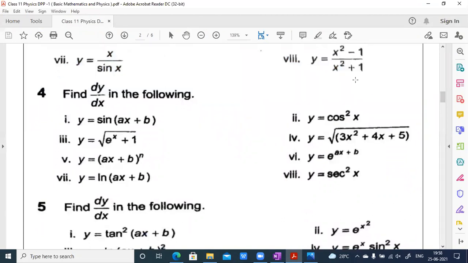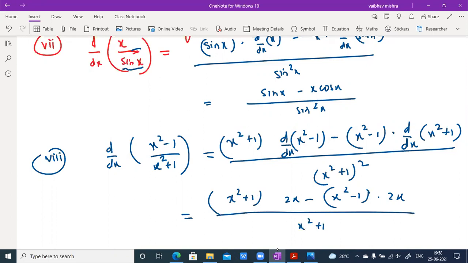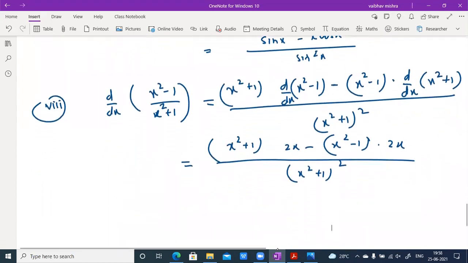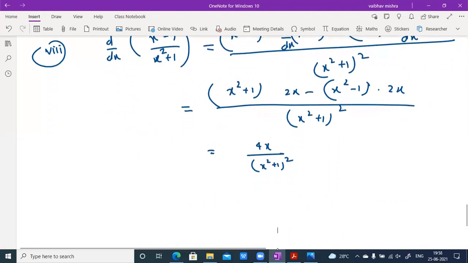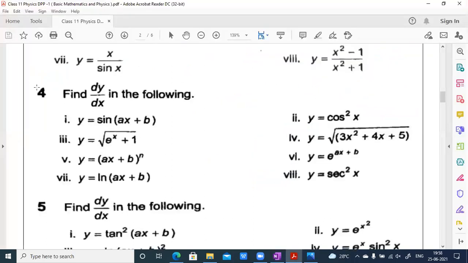What is the answer to differentiation of 8? It will be ultimately, finally, x square plus 1 into 2x minus x square minus 1 into 2x divided by x square plus 1 whole square. We take 2x common, it will become 2. So that is how much? 4x? Yes, sir. 4x divided by x square plus 1 whole square. That is for number 8. Okay, next set of questions. This is a little more challenging one.